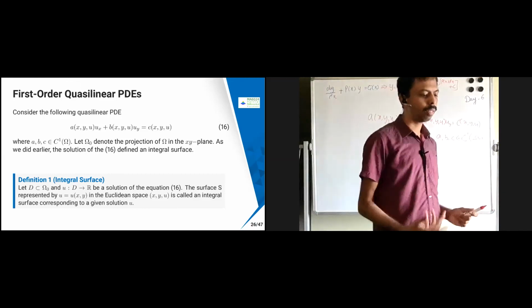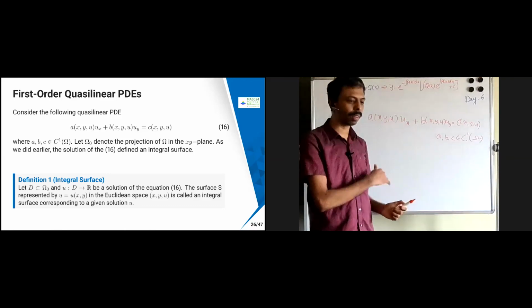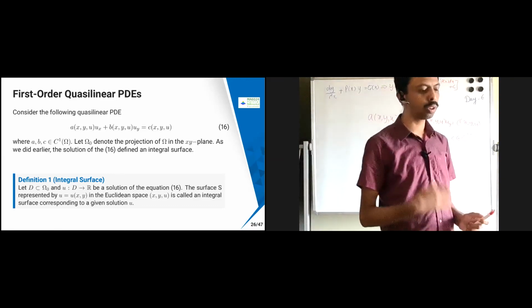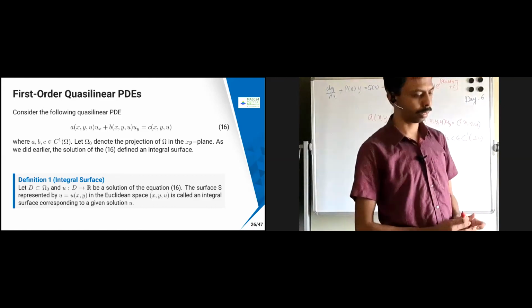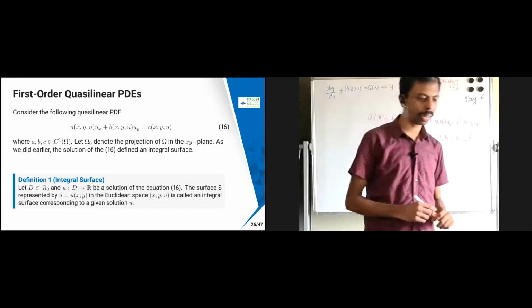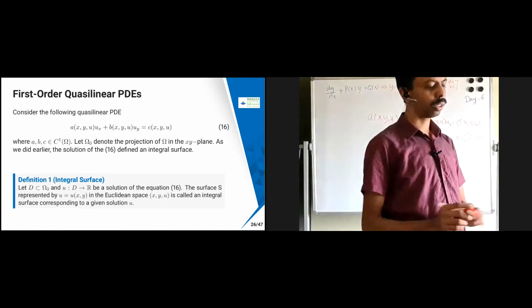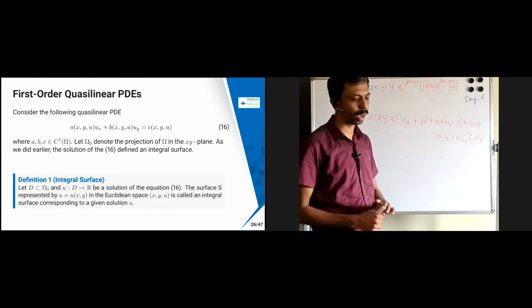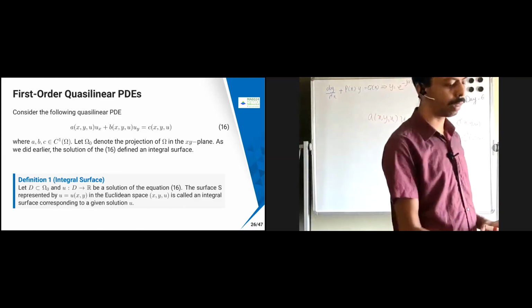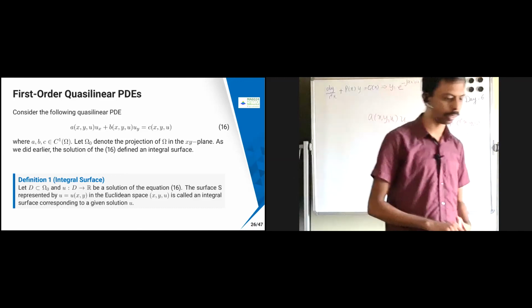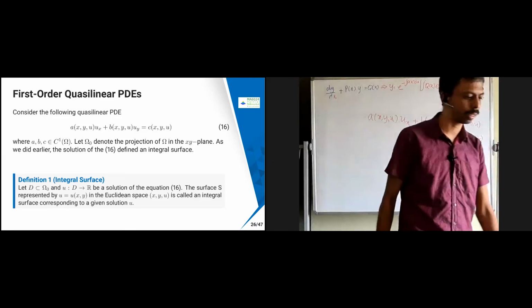Then we can do the same thing we did earlier, and then we can define the integral surface. So what is an integral surface? The surface we are going to get here, u equal to u of x comma y, in the Euclidean space, which gives you the solution of equation 16, is the integral surface. This is also called the Monge surface, etc., which we will see.